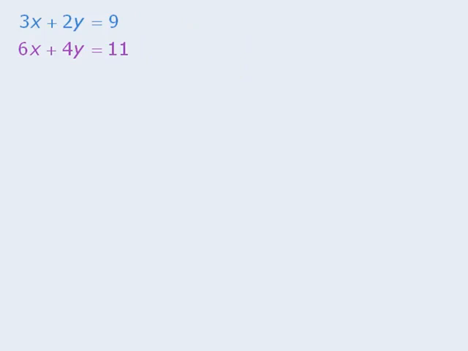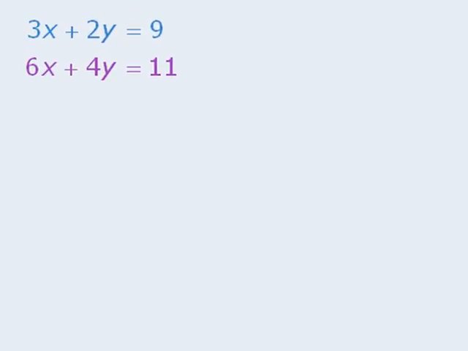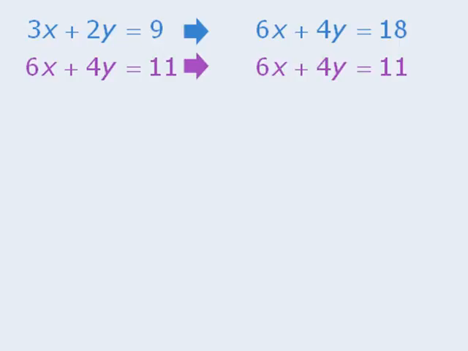Okay, let's try another example. Once again, we will begin solving this using the elimination method. So first, we'll take the top equation and multiply both sides by 2. We'll leave the bottom equation as is. Notice that these two equations are almost identical, except one equation is set equal to 18 and the other equation is set equal to 11.